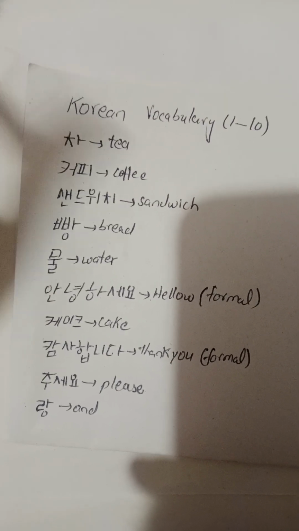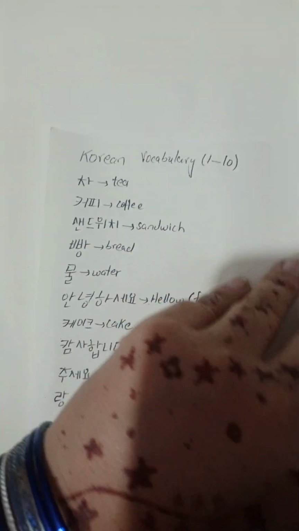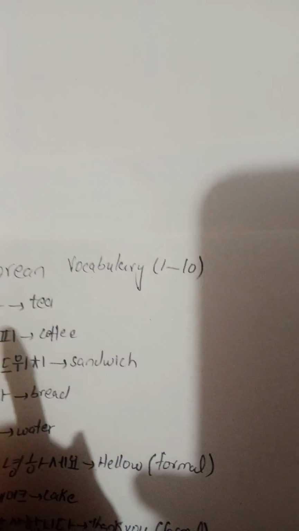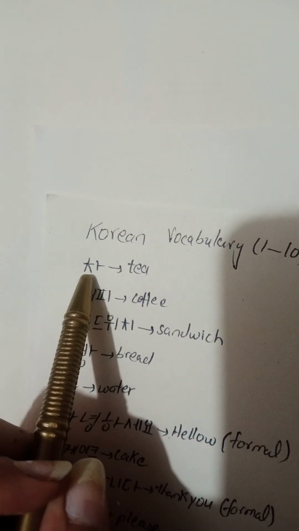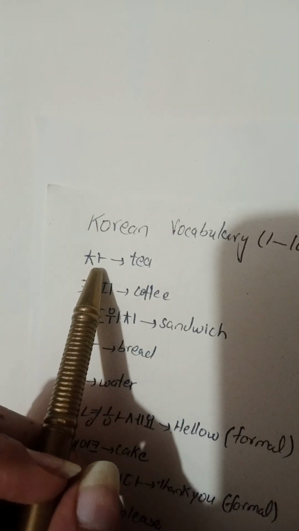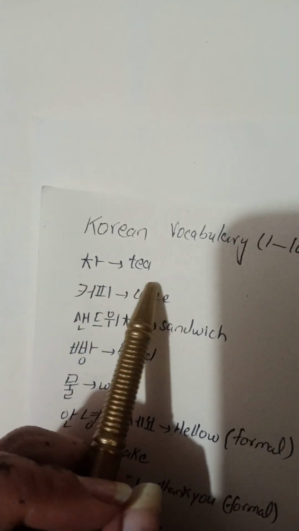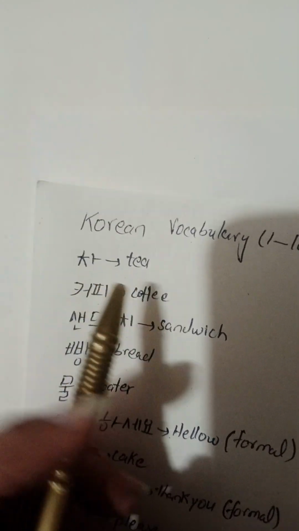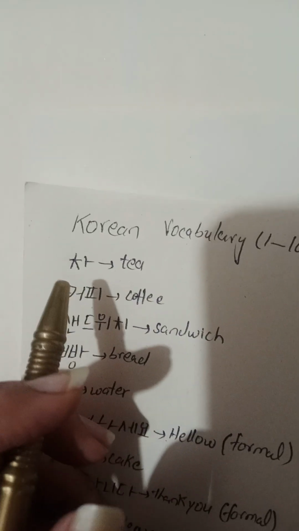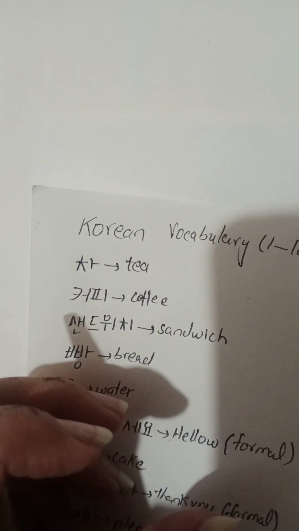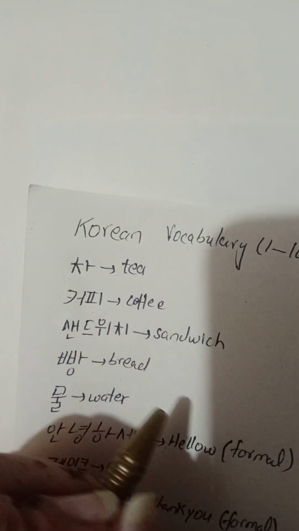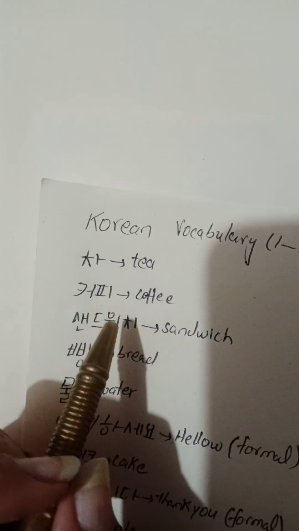So let's start. This is the first word, that is cha. This sound is pronounced like cha plus a is cha. Cha is tea. Okay, it's similar to Chinese, where cha is also like tea. So it's similar to the Chinese word cha.